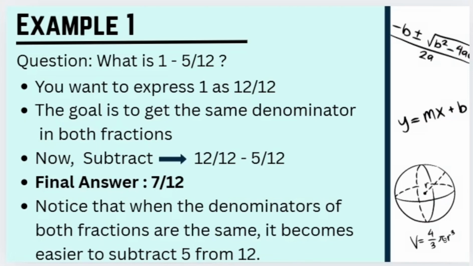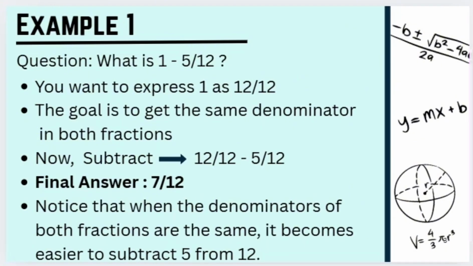Now what we are saying is that whenever you have the denominators to be the same value, or to be equal, then it is easy to just work with the numerators. So here we only subtract 5 from 12, and that is 7. Then we write it over the denominator 12.